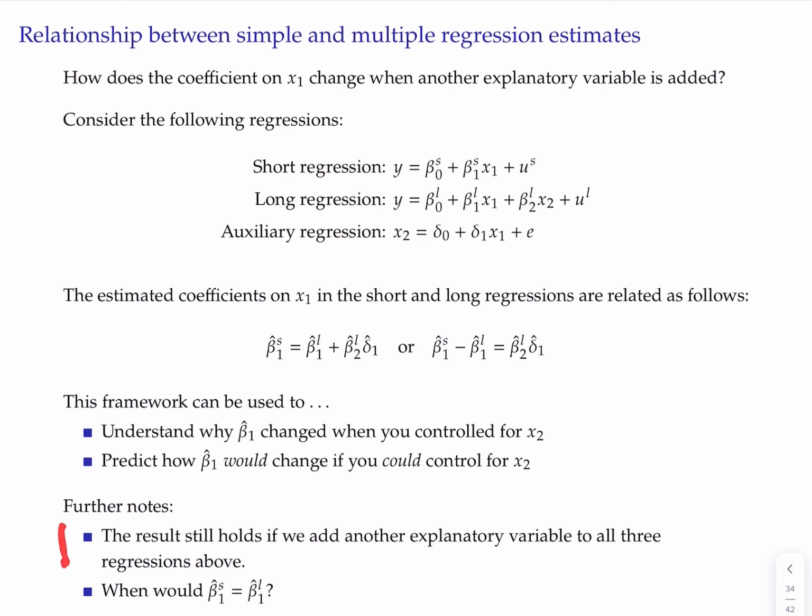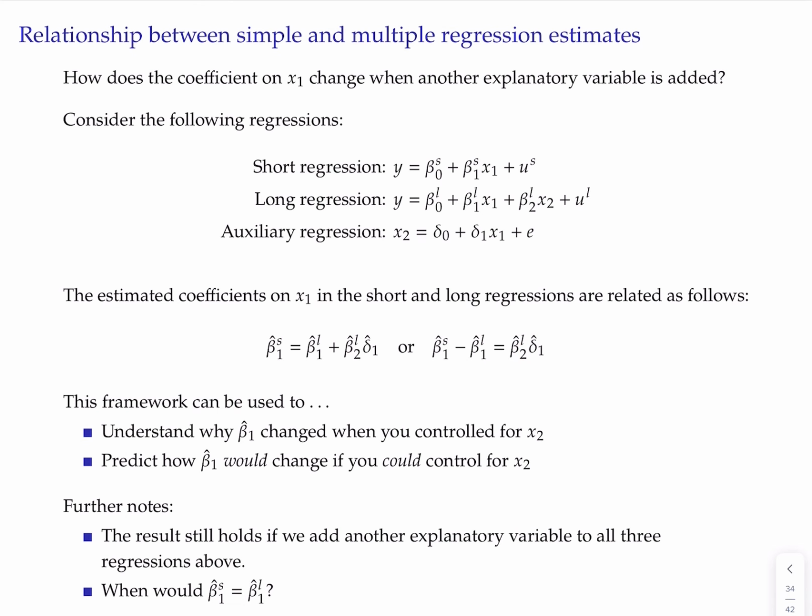The whole framework still holds together if you have another explanatory variable that's added to all three of these. So you can imagine there's some other variable x3. We start with a short regression with 2 variables, we go to a long regression with 3 variables. The auxiliary regression would be a regression of the new variable in the long regression on the 2 variables from the short regression. You can still use this framework to think about how the coefficient on x1 changes, and remember, conceptually, this change right here is the product of the coefficient on the new variable in the long regression, and then the coefficient on x1 in the auxiliary regression.